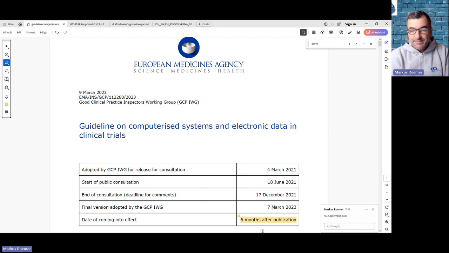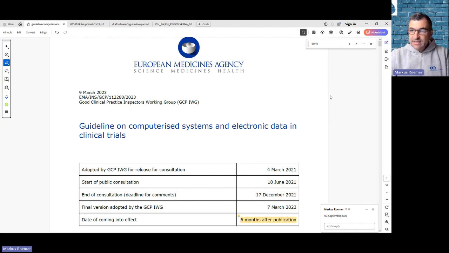I think there's something very interesting here, written by the European Medicines Agency last year, 2023. It's called the Guideline on Computerized Systems and Electronic Data in Clinical Trials. I think it's a wonderful document, and this is what I want to show you today very quickly. It came into effect on the 9th of September 2023.